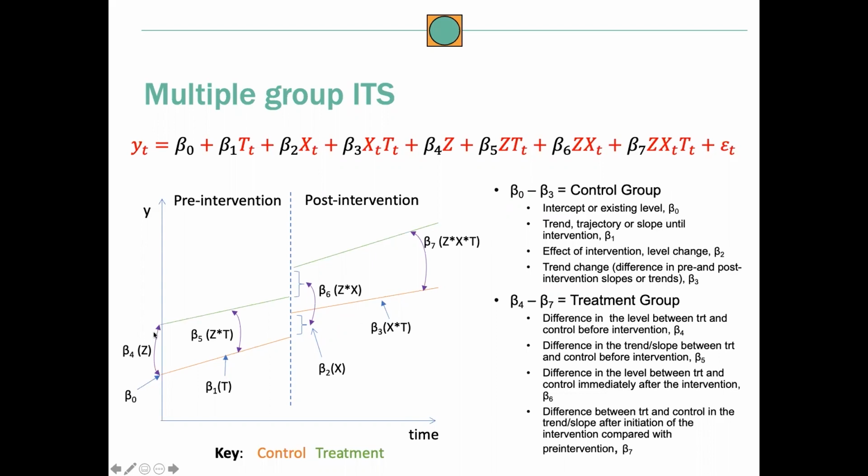Our beta 4 is the difference in the level of intercept of the outcome between the treatment and the controls prior to the intervention. Our beta 5 is a difference in the slope or trend of the outcome variable between the treatment and the controls prior to the intervention. Our beta 6, which is this, is the difference in the treatment and control group's level of the outcome immediately following the introduction of the intervention. And our beta 7 is the difference between the treatment and control group in the slope of the outcome after the initiation of the intervention. So this is during the post-intervention or the post-policy or post-interruption period.